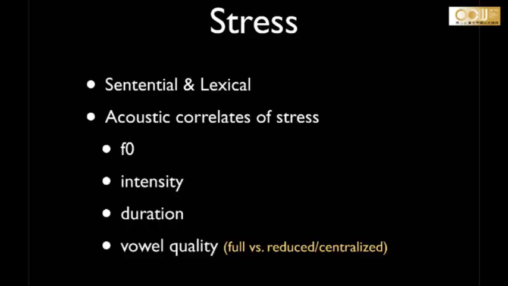When we talk about stress, you can think of it as sentential stress. I bought a cat, not a dog. I bought a cat, not that I stole a cat. I bought a cat. I bought a cat. Not you, I bought it. Not my mother, I bought a cat. So you can stress different words in a sentence to make the meaning different. That's sentential stress. But you guys are more familiar with lexical stress: object and object.